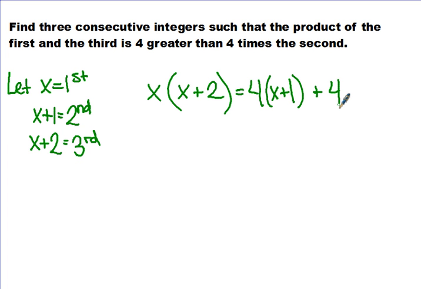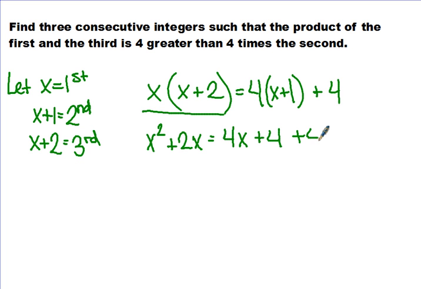Alright, so now we're going to solve for x. You'll notice in the very first part of the problem we have x times x, which leaves me with x squared. This means that we have a quadratic. So what's going to happen when we get a solution is that we're going to have 2 sets of solutions, 2 sets of consecutive integers. So we have x squared plus 2x, and that's going to be equal to 4x plus 4 plus 4.